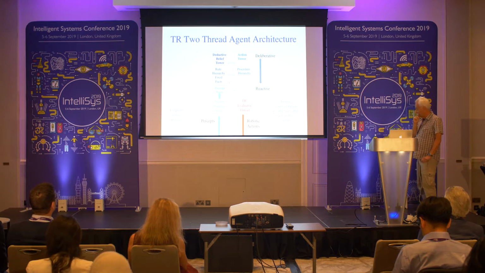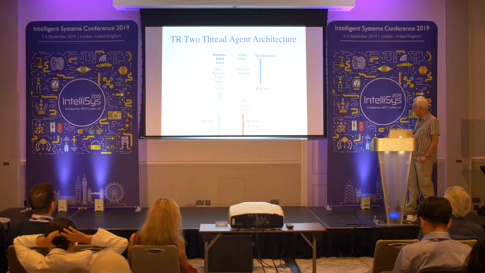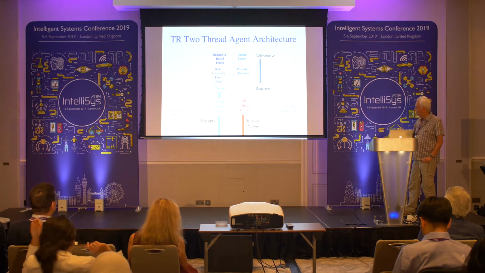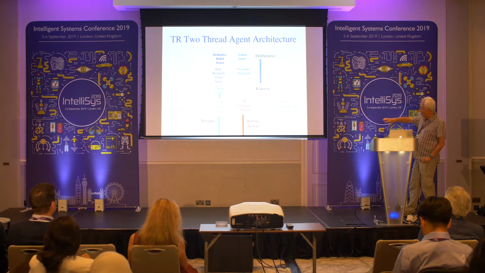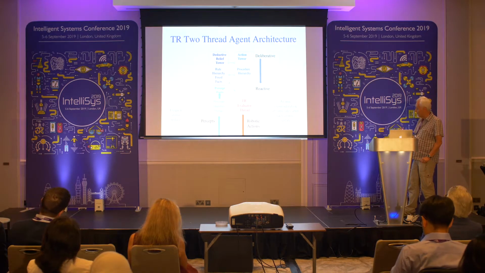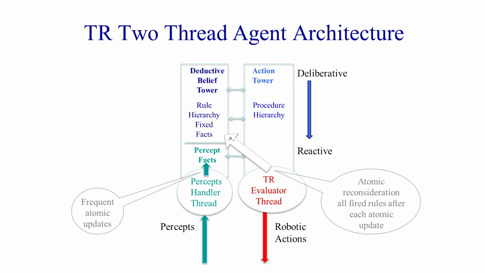Okay, so this is the two-threaded architecture of communicating. I like threads, okay? I come from concurrency. And so what happens is there's a thread inside the agent that is interfacing to the sensors, possibly to ROS, and it's constantly updating the percept facts. And on top of the percept facts, you have rules, and that's called a deductive belief tower. Okay. And then on the other side, you have this action tower, which has got a hierarchy, as we've seen, of telereactive rules. And those things are always atomic.